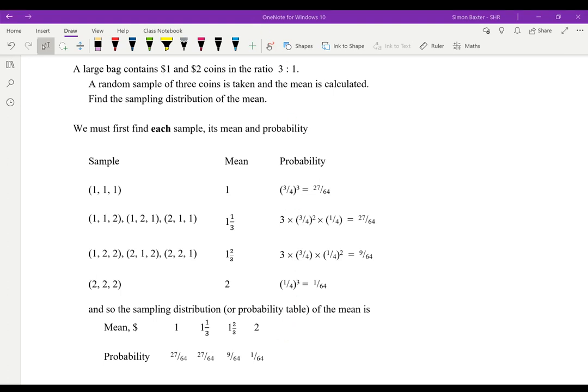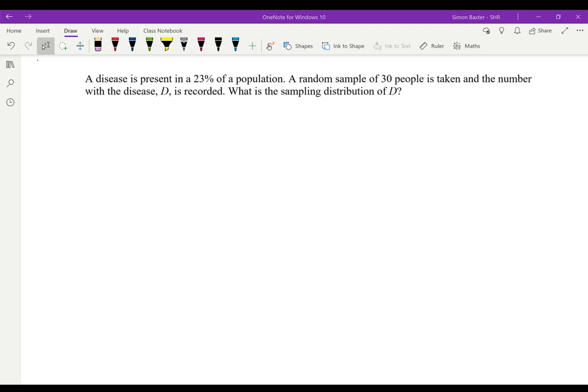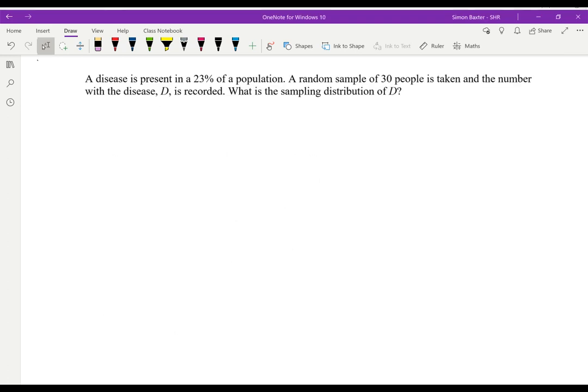Let's look at another example. Let us suppose that a disease is present in 23% of a population. A random sample of 30 people is taken, and the number with the disease, D, is recorded. What is the sampling distribution of D? What is the table of probabilities for all possible outcomes of D?